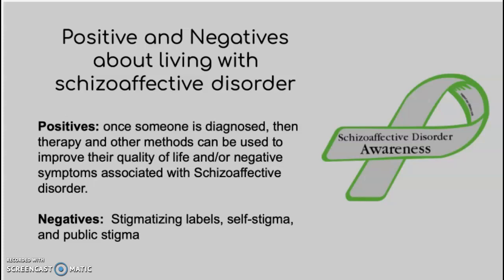Another negative aspect is self-stigma. An example of this is, "I'm never going to be normal." And then also public stigma, which is where the general public has a stereotype that most or all people with severe mental health concerns such as schizoaffective disorder are dangerous.